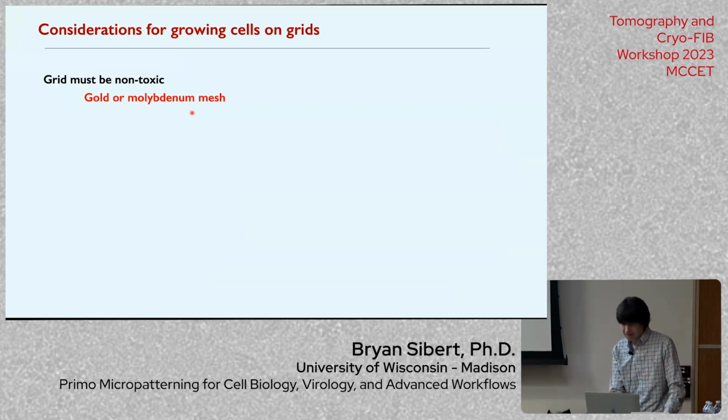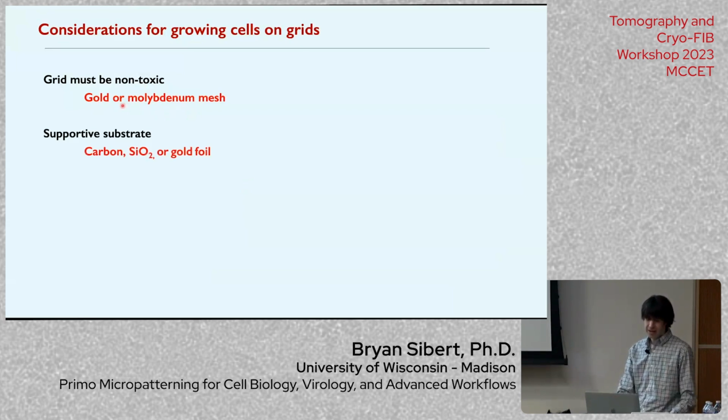I have not used them. The benefit over gold would be that it is a stiffer material, so should make handling better, potentially give you a flatter grid. On top of that mesh, you need some kind of substrate. What substrate you choose will be decided by what your downstream process is. So of course, everyone knows carbon. Cells grow on carbon. It's cheap, it's available.